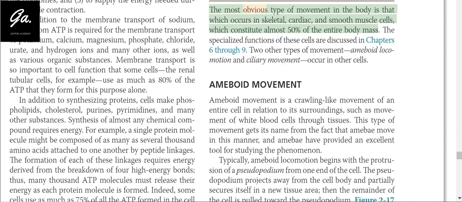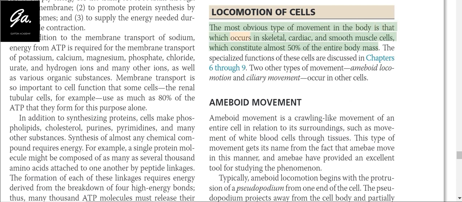Locomotion of cells. The most obvious type of movement in the body is that which occurs in skeletal, cardiac, and smooth muscle cells, which constitute almost 50% of the entire body mass. The specialized functions of these cells are discussed in Chapters 6 through 9. Two other types of movement, amoeboid locomotion and ciliary movement, occur in other cells.